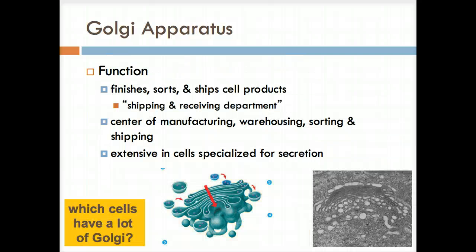Our next stop along the endomembrane system, as we just saw, is the Golgi apparatus. The function is to finish, sort, and ship cell products. We generally call this the shipping and receiving department of the cell. It's the center of manufacturing. We warehouse, we sort, we ship. It's very extensive in cells that are specialized for secretion, right?